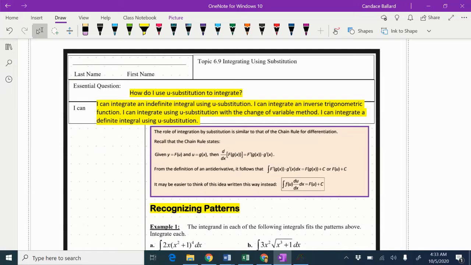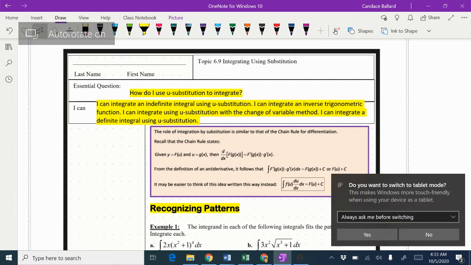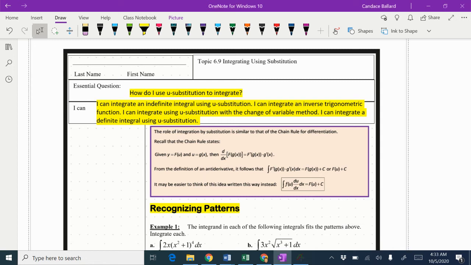We're going to be beginning topic 6.9, integration by using substitution. Make sure you write your last name and your first name up at the top of the page. And you can pause to write your essential question, your I can statements. So the essential question is, how do you use U substitution to integrate?